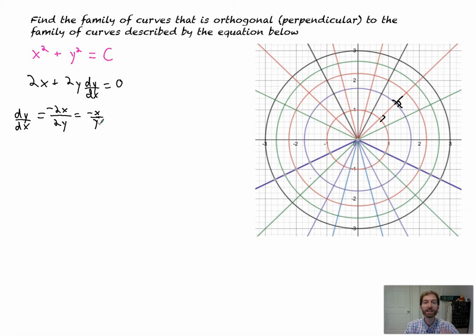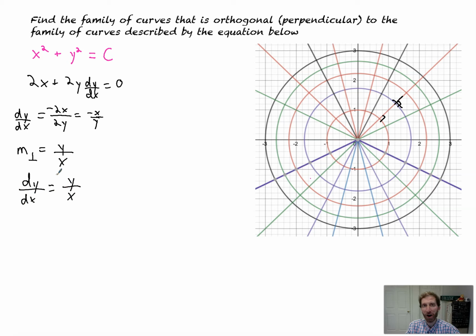So what we do is we take the opposite reciprocal. We flip and negate it, if you will. So the perpendicular slope is going to be equal to the opposite reciprocal. The opposite of that is positive, and then it'd be y over x. So if we want the family of curves that have these slopes, now we're asked to solve this differential equation. You're essentially now being told that dy dx is equal to y over x, and that'll give you all of these curves. Let's see the magic.